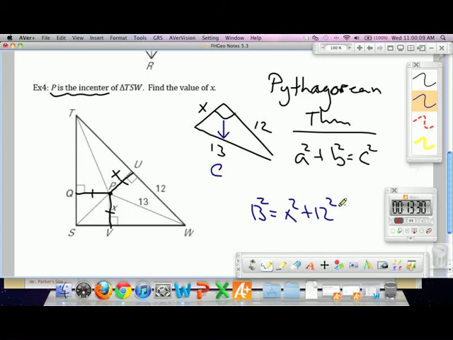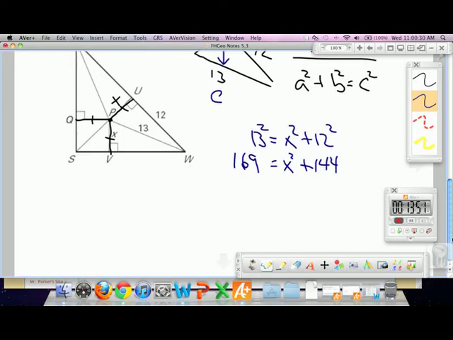So to solve this, I just take the square root of both sides, and then I have x is 1? No. What should we actually do? Square both sides. Actually figure out what the squares are. Subtract 144. X algebraically is plus or minus 5. Do we keep both answers or do we throw one out?